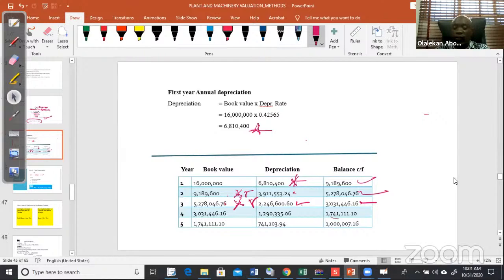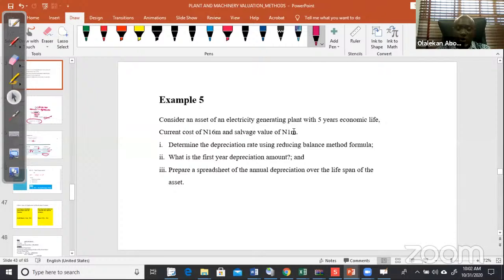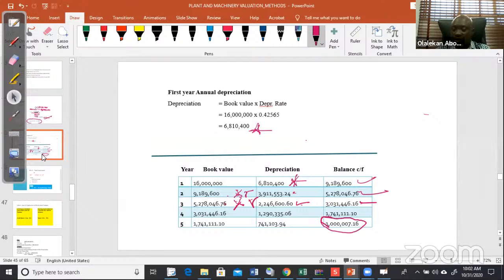If you come to this, this is your scrap value, because we have computed for what? The whole of the lifespan of 5 years. And you can see that it's just 1,007 naira. Whereas the salvage value you are given, let's go back, if you remember, is 1 million. So it's just about 7 naira difference. Okay? So it's not a really serious drawback.